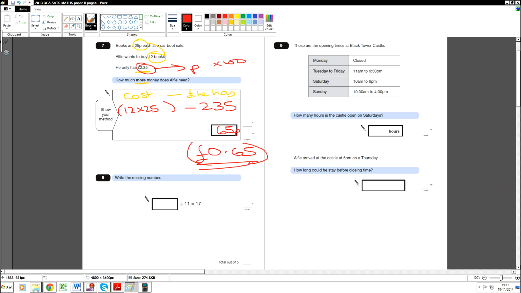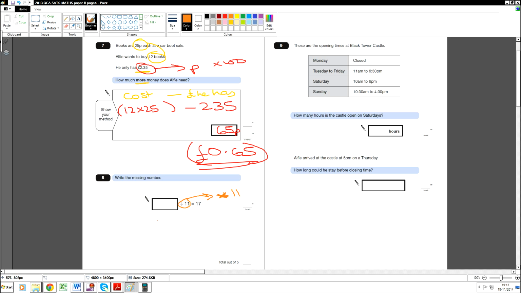Question number 8 goes: write in the missing number. Something divided by 11 is 17. Now, what did we say before? We said that if you want to work out the missing number, we have to do opposites. Let me grab the divide by 11 properly. The opposite of divide by 11 is? Times by 11. Opposite of divide by 11 is times by 11.